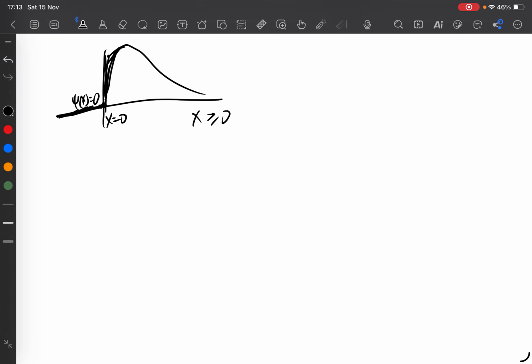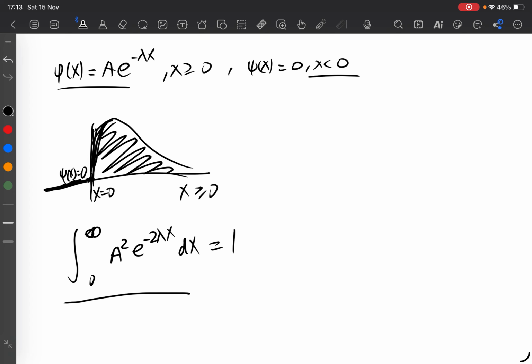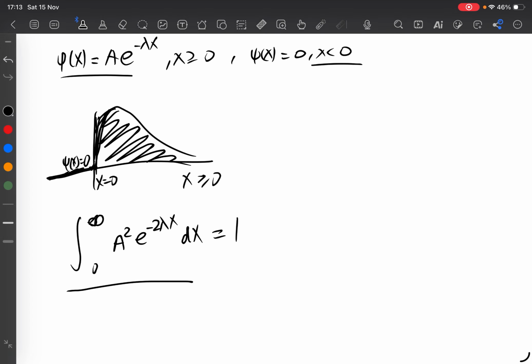Which means we can put it into an integral from 0 to infinity, and the wave function squared will be a squared e to the power of minus 2 lambda x, dx. So now we just have to solve this integral. But obviously we know this equals 1. The probability of finding any point on this area will be 1, from x equals 0 to x equals infinity.